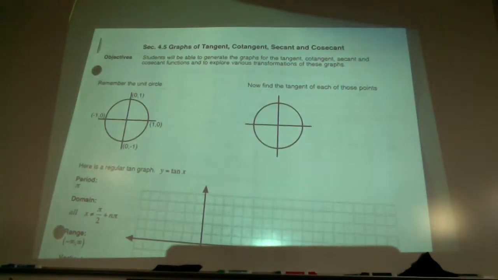Okay, so let's talk about tangent, cotangent.